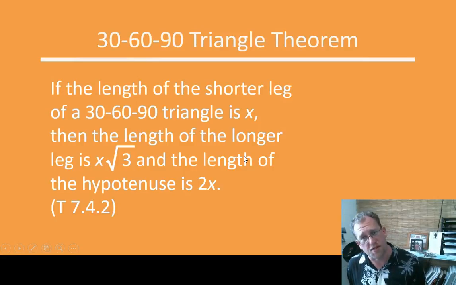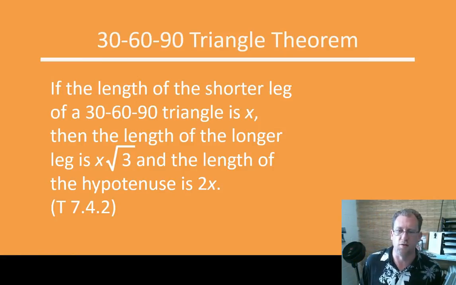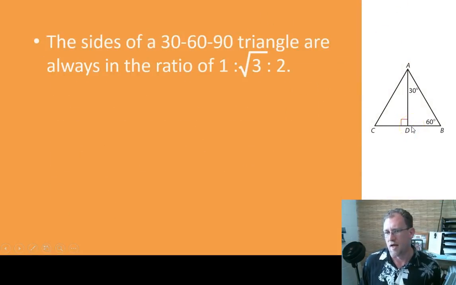What can you do with a 30-60-90 degree triangle? Well, if the length of the shorter leg of a 30-60-90 degree triangle is x, then the length of the longer leg is x times radical 3, and the length of the hypotenuse is 2x. So here we have this triangle.